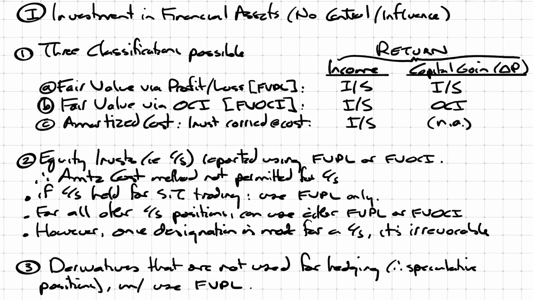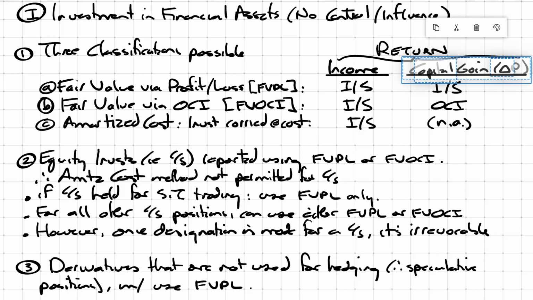So if that is the case, in other words, the company acquiring the shares only has a minority position in those shares, there are three classifications that are allowed. And really what the classification is going to affect is how the return is going to be reported. And we can break down the return into two components. One is income. So for stocks, income would be dividends, and for bonds, of course, that would be coupon payments. And the other part of return is change in price, or capital gain.